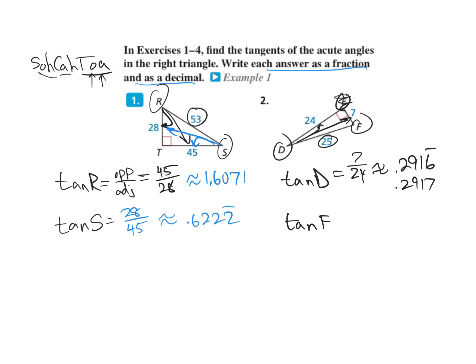Now tangent of F. So let me go ahead and erase that, make it easier to see. Tangent of F is the opposite leg. Remember, we're not using the hypotenuse. 24 over the adjacent leg, the attached leg, 7. So 24 divided by 7 is going to be approximately 3.4286.